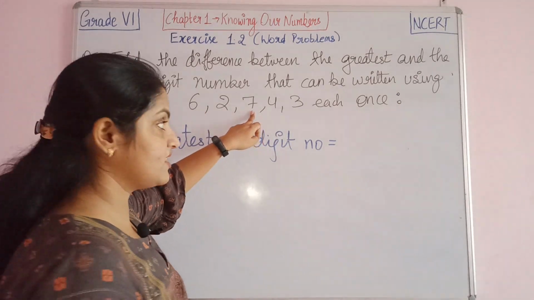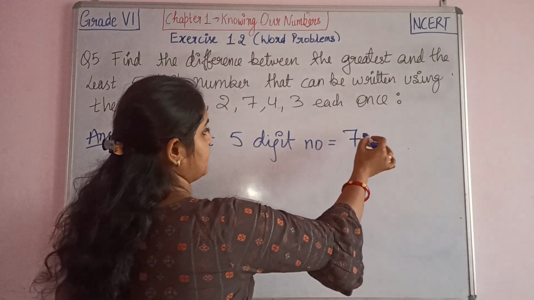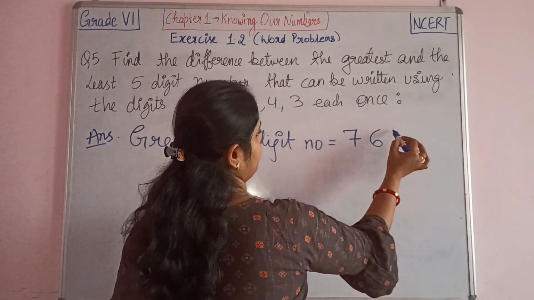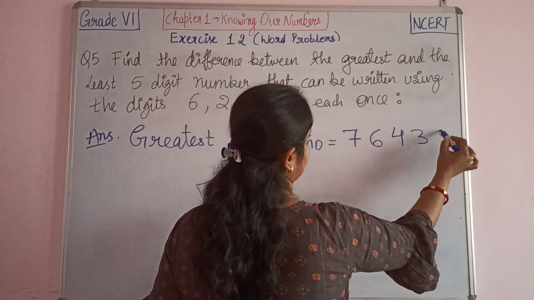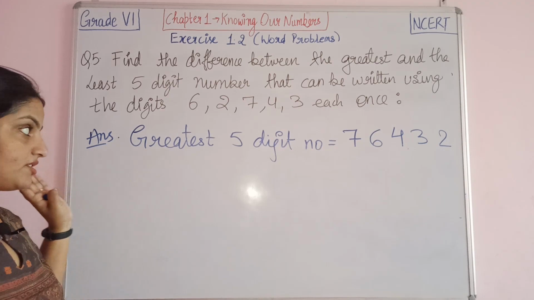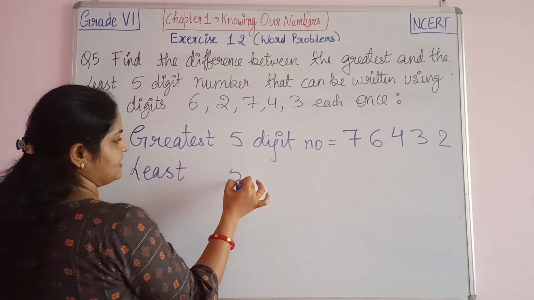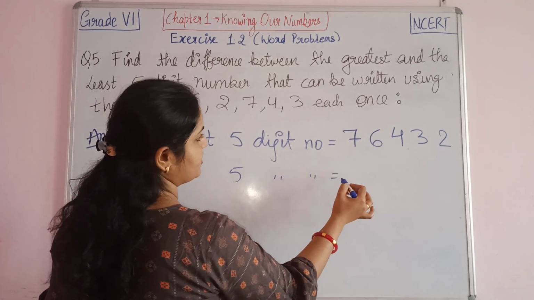So 7 will be at the highest place value, and then 6, and then we have 4, then 3 and then 2. This is the greatest 5-digit number formed using these digits. Now we will find the least 5-digit number formed using these digits.